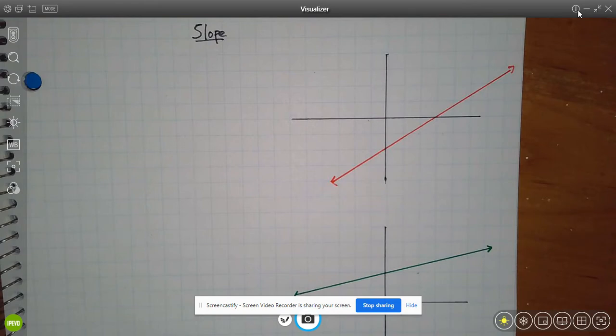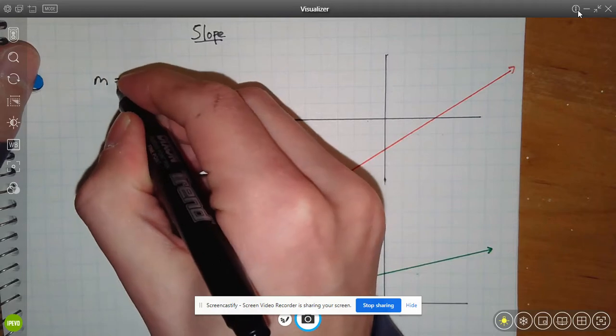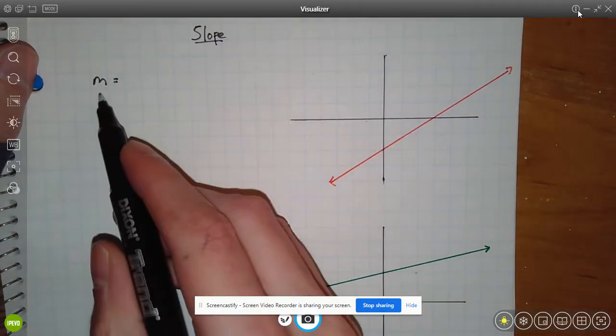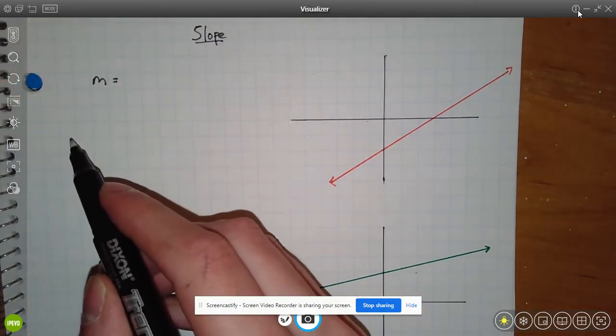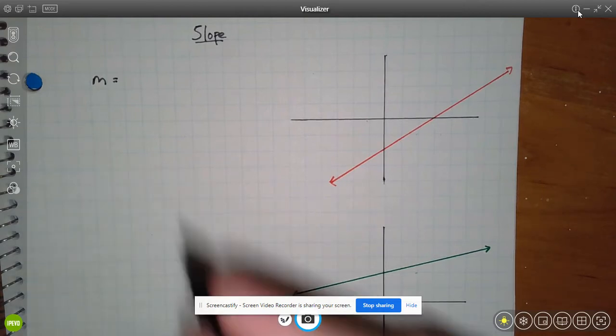So slope is actually talking about the same concept that we worked with in the last unit, but in the last unit we normally called it rate of change. But slope is the exact same idea. We use the letter M in math to represent slope. Some people say that's because the French word for climb is monter. I'm not sure if that's true.